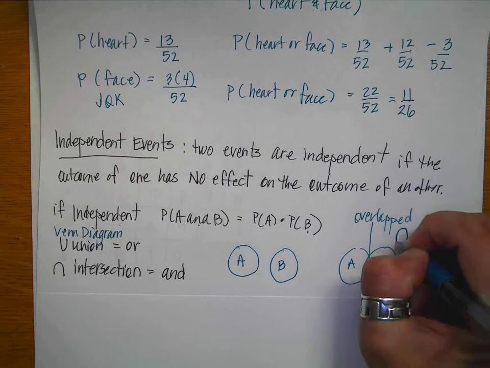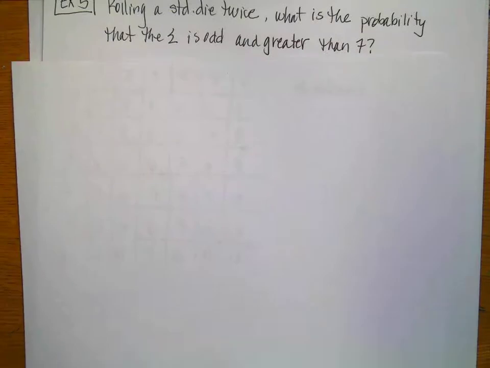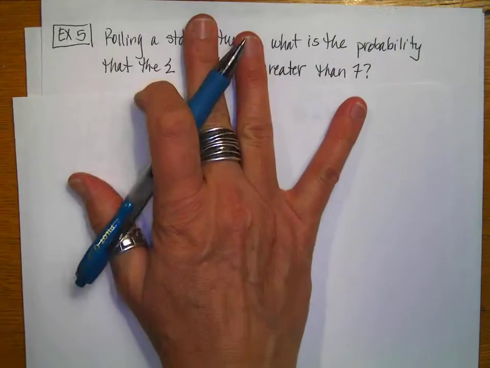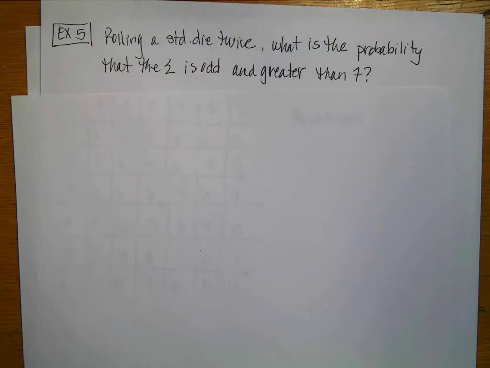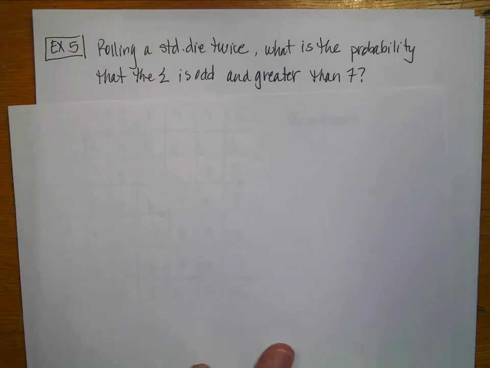That would be the intersection right here. That would be the probability of "and," meaning that it's the probability of something being in both categories. Alrighty, so the next example that we're going to do is a probability problem using a dice.